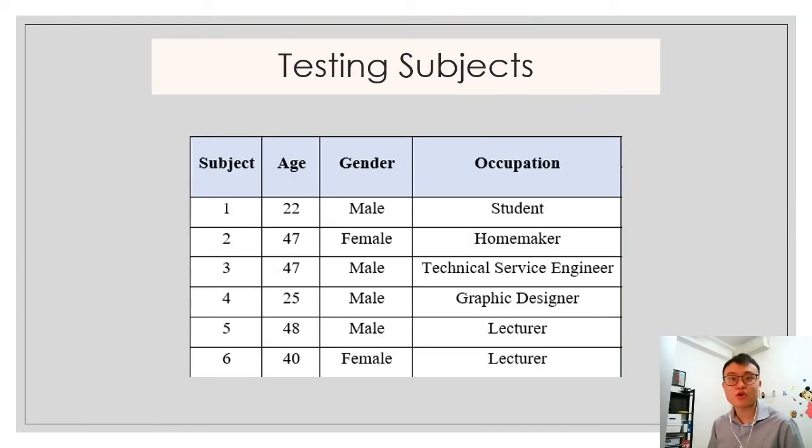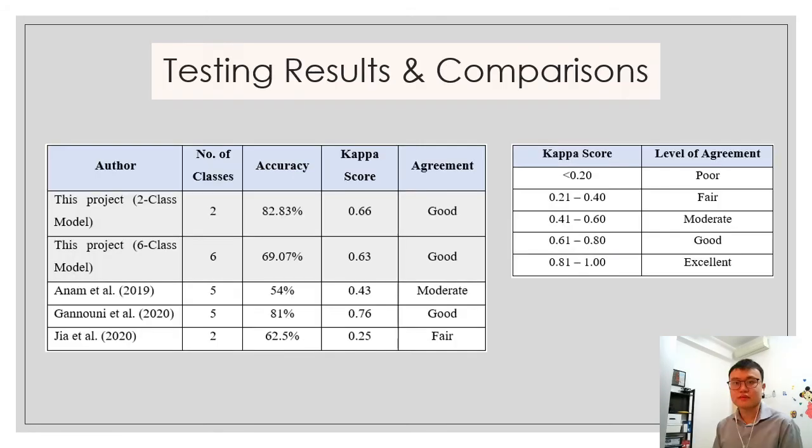We have tested the outcome of this project on 6 subjects. They are different in terms of age, gender, as well as their occupation. Coming to the testing results for this project, we have obtained the best average accuracy of 82.83% and 69.0% for classifying 2 classes and 6 classes respectively.